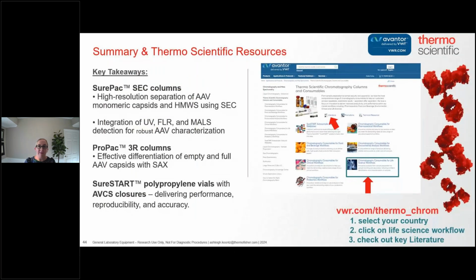So for some key takeaways here, remember that these SurePac SEC columns are going to provide you high-resolution separation of AAV and high molecular weight species for other large biomolecules as well. It can be integrated with UV, fluorescence and MALS detection for further AAV characterization. And the ProPak 3R columns are going to help you with empty-full AAV capsid separation with the SAX, utilizing those SureStart polypropylene vials for your sample handling options.